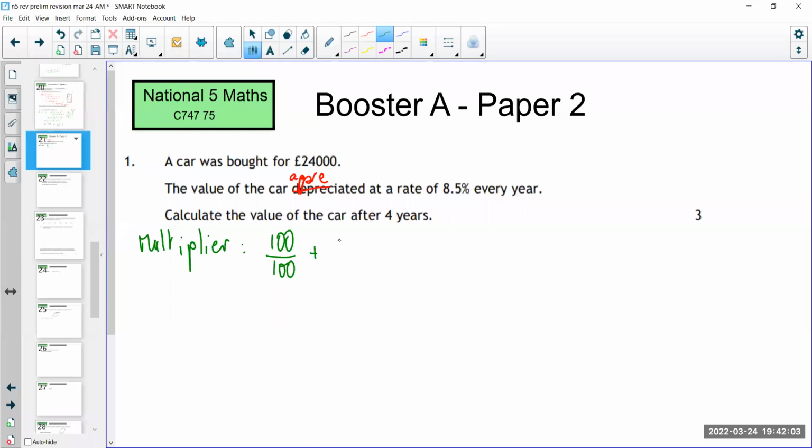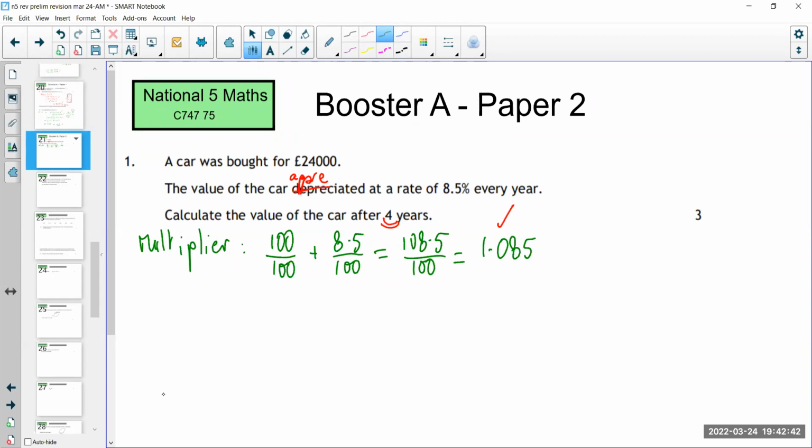plus 8.5%. So if you put that in your calculator, hopefully you will get 108.5%, which is 1.085. So that's called the multiplier. So you get a mark for just writing this. Now, because it's over 4 years, you need to put your multiplier to the power 4 times your original price.